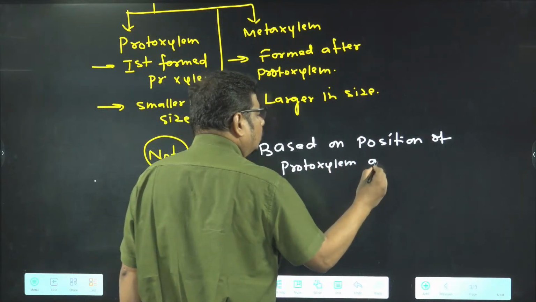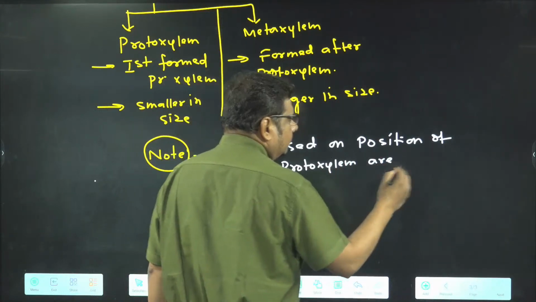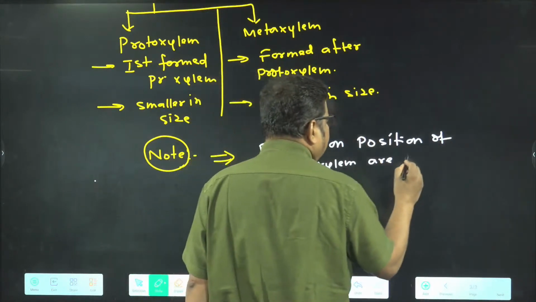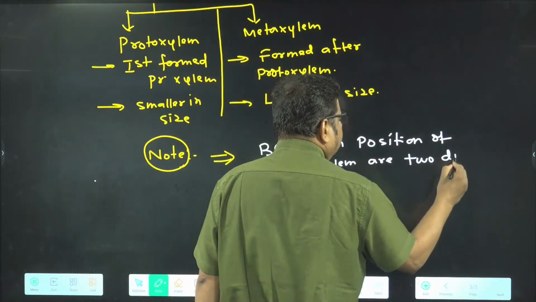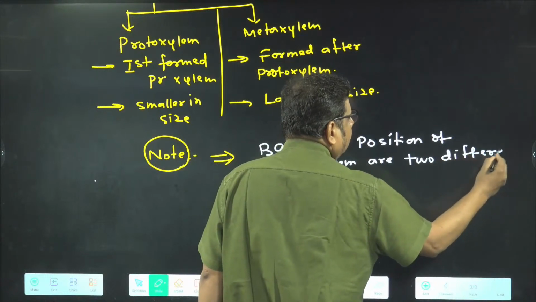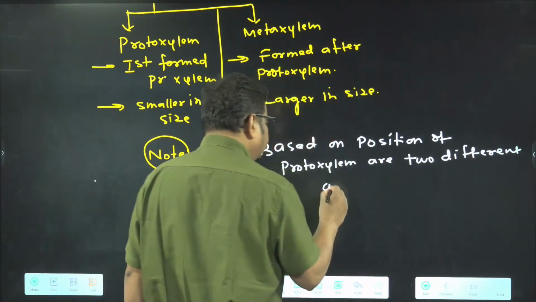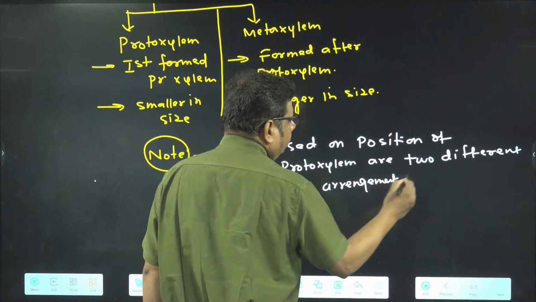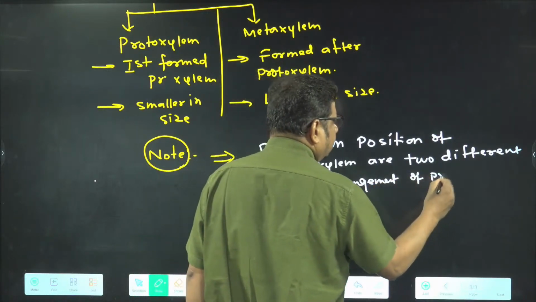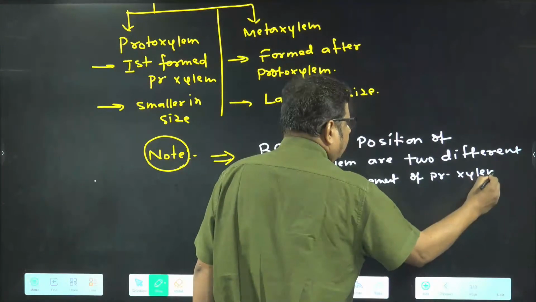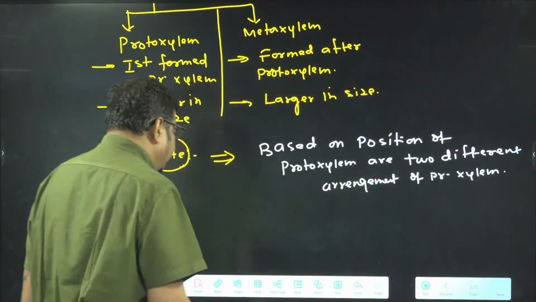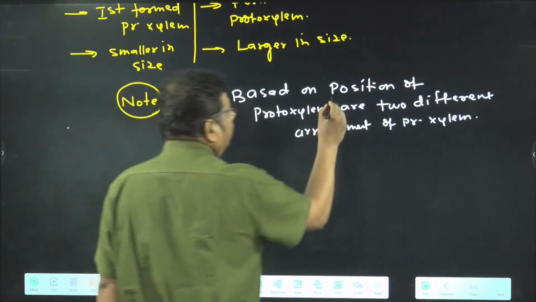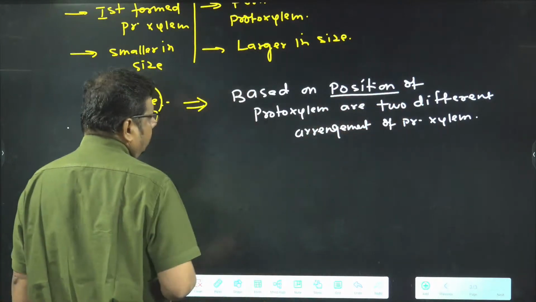There are two different arrangements. Three are there, but we will deal with two because in NCERT two is there. There are two different arrangements of primary xylem. What is the criteria? Based on position of protoxylem.